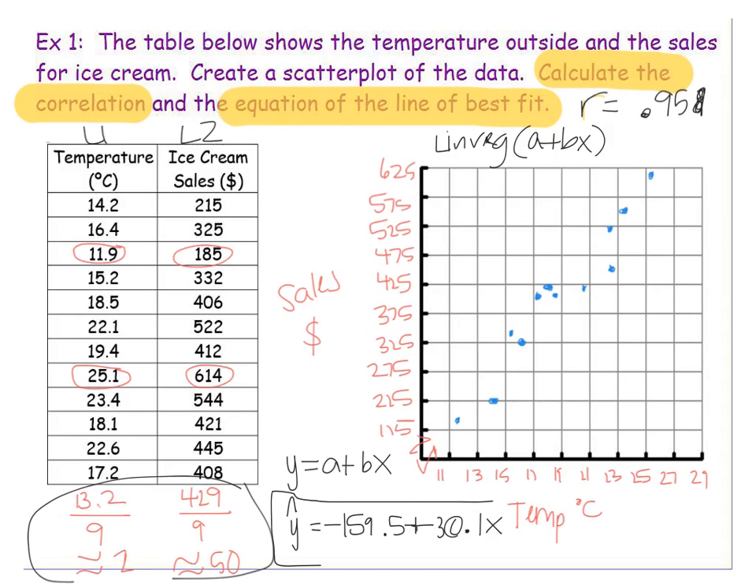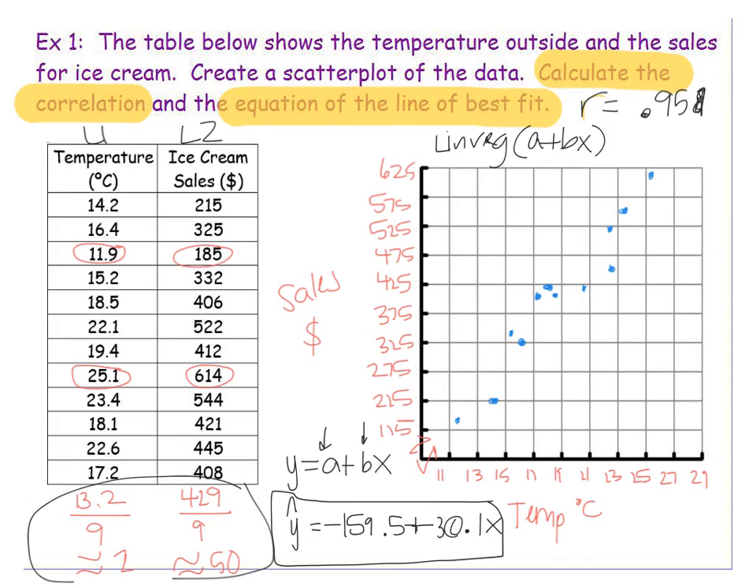So I literally have to plug the a number in that slot and the b number in that slot, and I need to remember my y hat, and I need to remember my x. And so when it asks for the line of best fit, that's what it's wanting you to find.